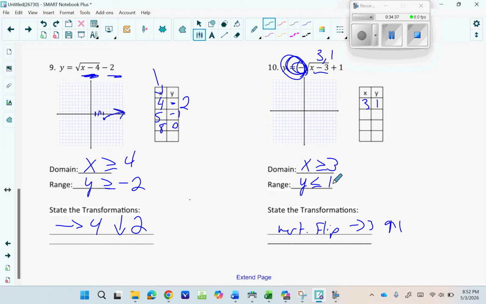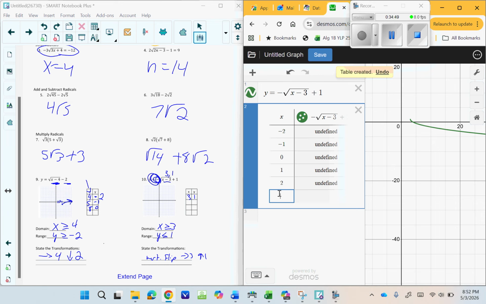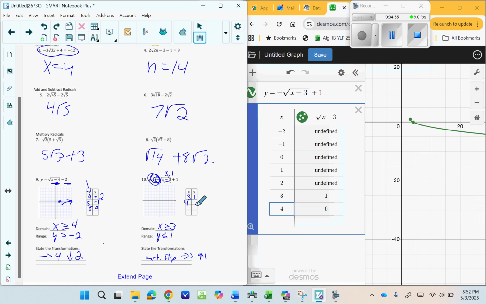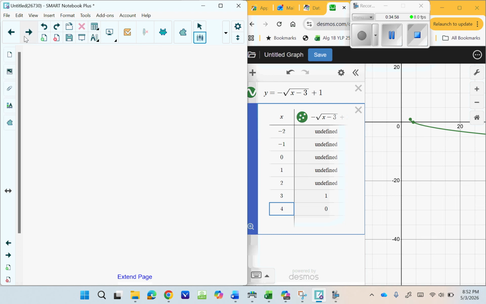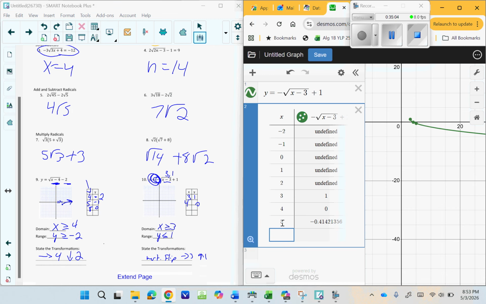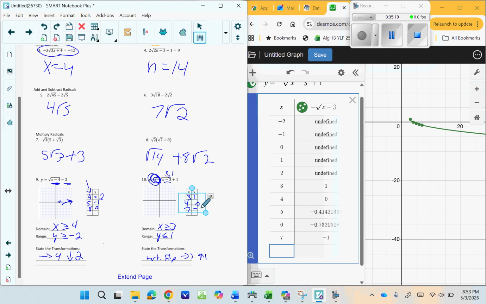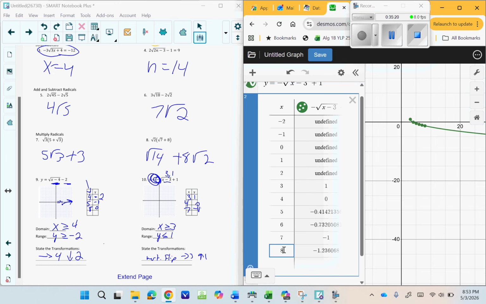Okay, and on this one, if you type it into Desmos, let's go ahead and do that. I'm going to get this, and let's see, I'm looking for those nice numbers. So I have 3, 1. Let's see, 4. Ooh, there's another one, 4, 0. Okay, let's keep going. 5, 6, 7. Oh, 7, -1. I like that. And then let's see, let's keep going.